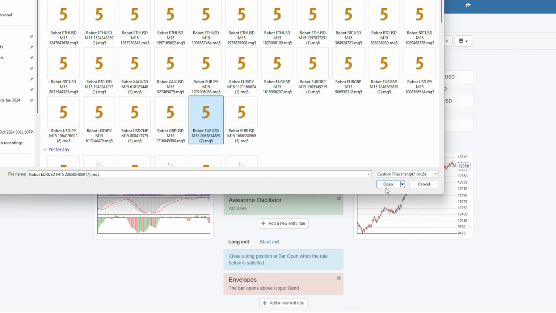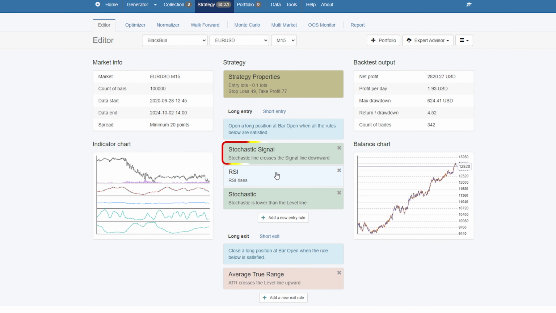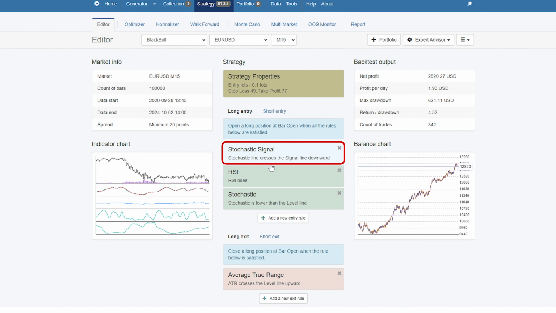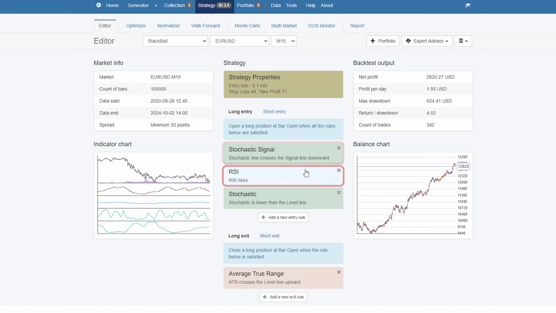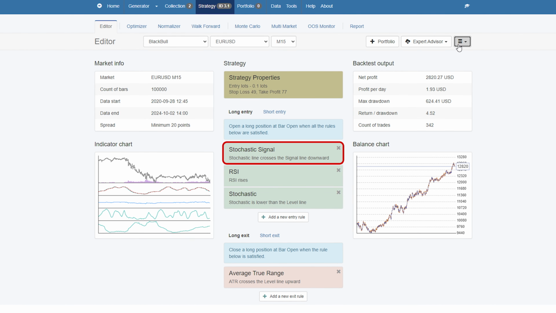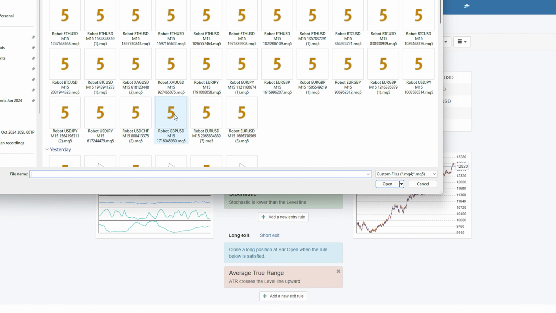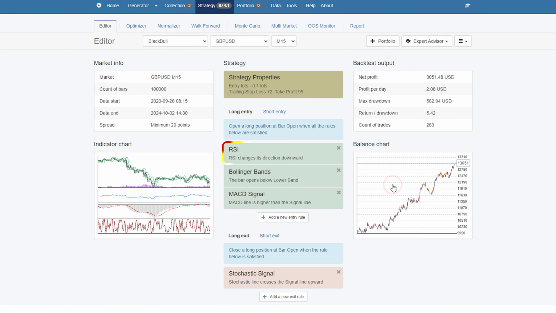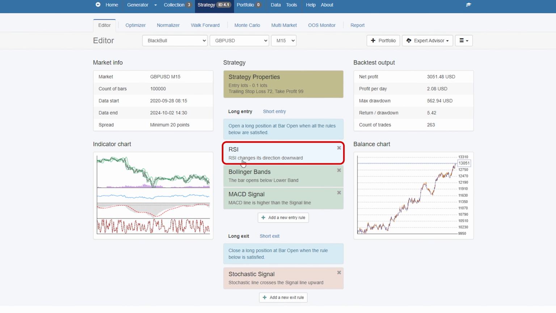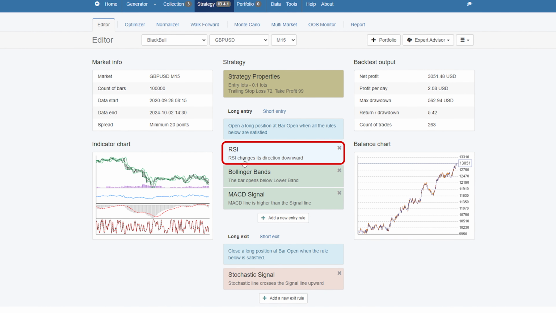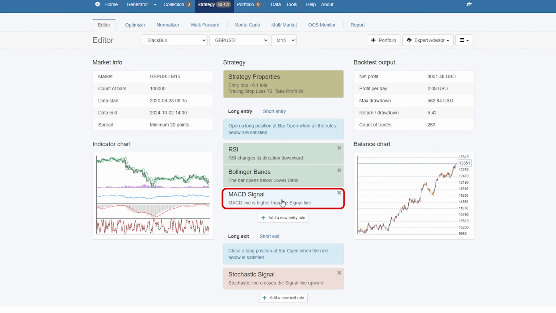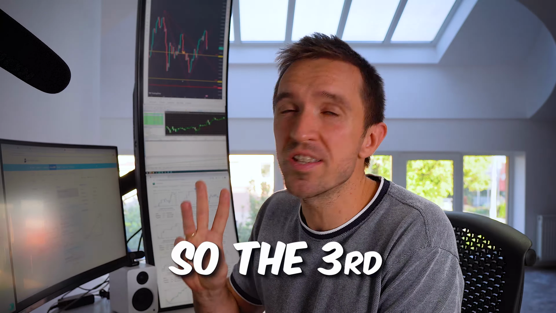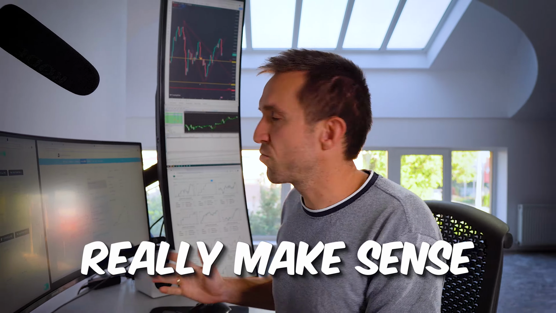Now I'll import back the second expert advisor, and you see that this one uses stochastic line crosses the signal line downward. Again, the second indicator is against the downward move from the first indicator, so I'll go to the third expert advisor, and here the first indicator is RSI changes its direction downward, the bar opens below lower band, and MACD line is higher than the signal line, so the third indicator doesn't really make sense.